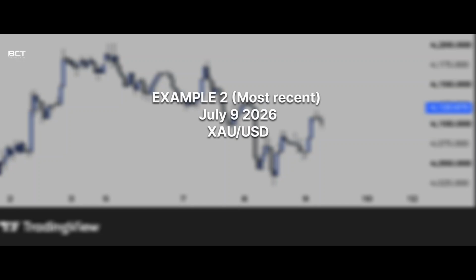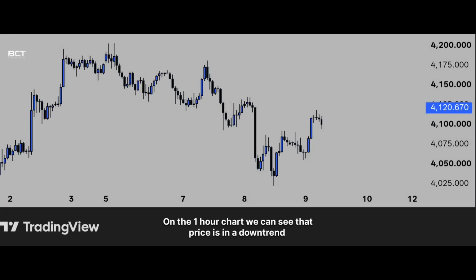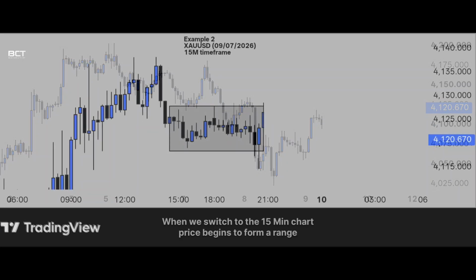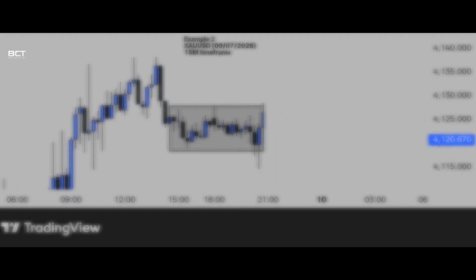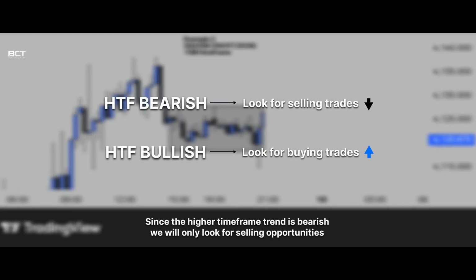Let's look at another example. This trade was taken on gold, on July 9, 2026. On the 1-hour chart, we can clearly see that price is in a downtrend. When we switch to the 15-minute chart, price begins to form a range. Since the higher time frame trend is bearish, we'll only look for selling opportunities.